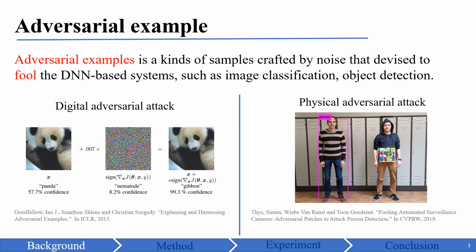As we all know, adversarial examples are a kind of sample crafted with noise that can fool DNN-based systems, but are invisible to human observers. Currently, adversarial attacks can be grouped into digital and physical attacks. Physical attacks are designed to attack physically deployed systems, imposing large security problems.